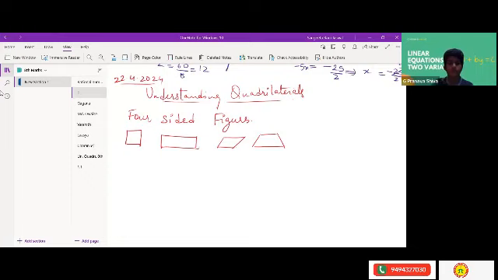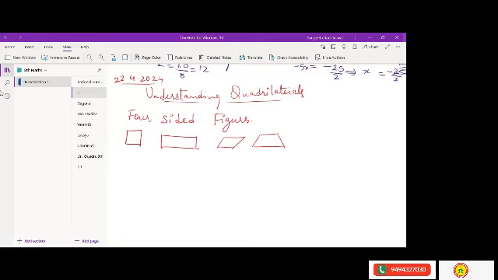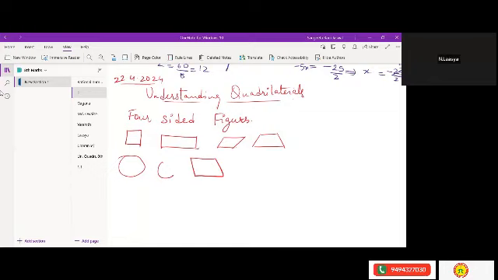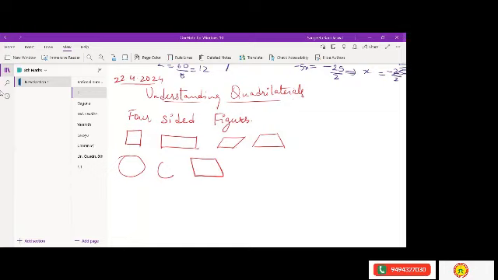Now when we talk of four-sided figures, before coming to the four-sided figure, we always should know closed curves. What are closed curves? Closed curves are curves which are round in shape. And polygons are those figures which are closed figures made of line segments. These are closed from all sides. So closed figures made of line segments, we call them polygons.